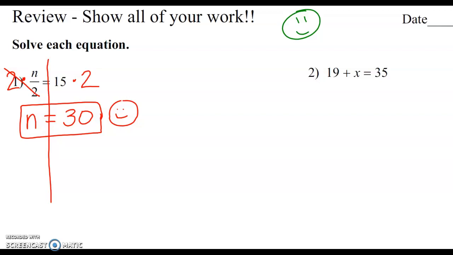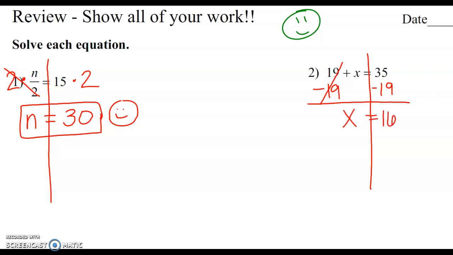Number 2, to get rid of a positive 19, we would subtract 19. What we do on one side, we have to do to the other. So x is alone, x equals 16.